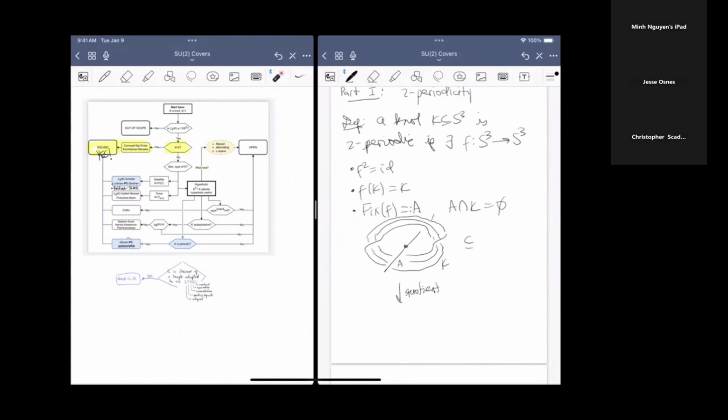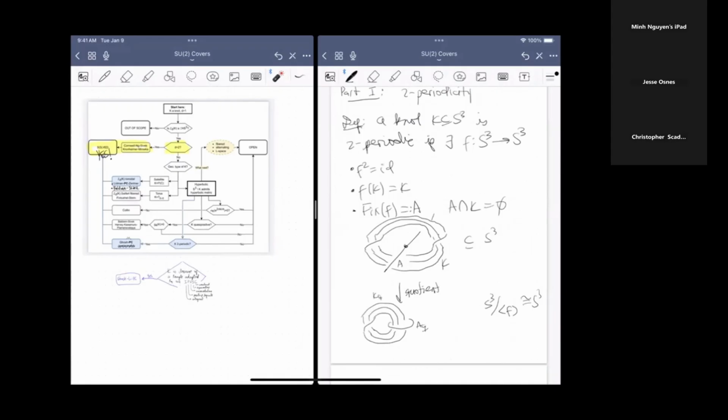So all of this is happening in S3, and I'm going to take the quotient of S3 by this involution. Well, it turns out this is again S3, and I get a two component link, AQ and KQ. Okay, the quotient link.